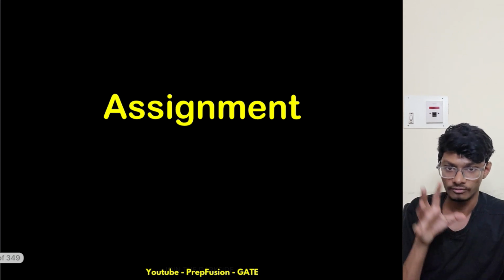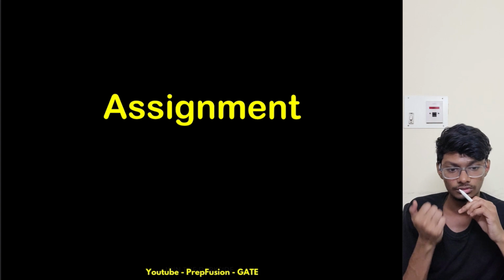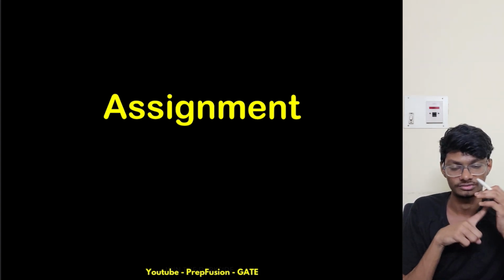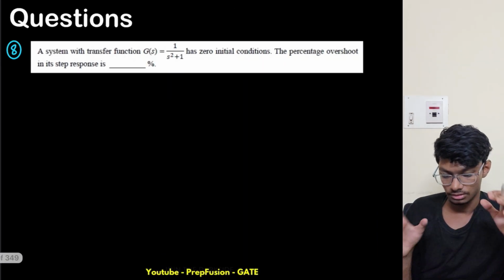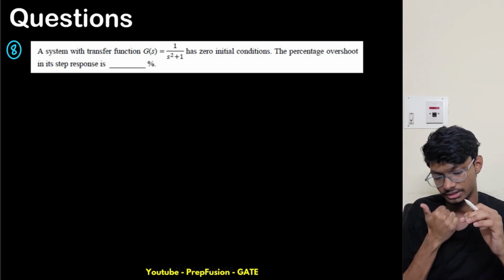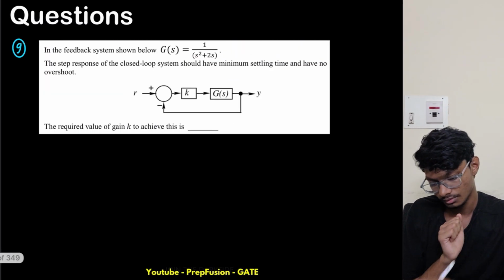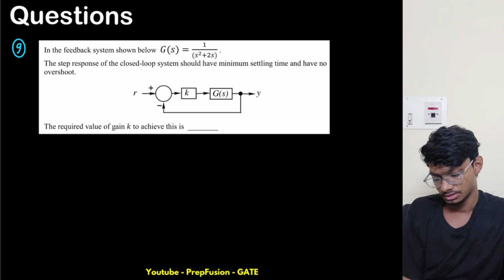Now I will give you homework, a few assignment questions. In the next lecture we will do the analysis of performance parameters by varying the poles, and the assignment questions also. So this is question 1. Take the screenshot and find the answer. This is also a GATE question. All these are GATE questions actually. I forgot to write the years.